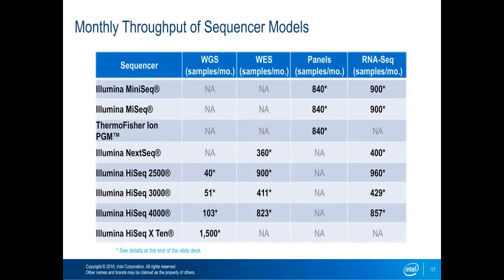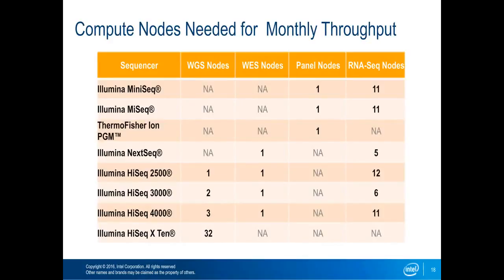Here are all the sequencers that I showed on the prior slide, and this is a table that comes from their documents, which shows their performance on a monthly basis. What I did is take all these monthly outputs, use the K values, and make the table so it shows the number of compute nodes needed to match that monthly throughput. You'll see that the 32 nodes under the HiSeq X10 on the left is what Michael was talking about.